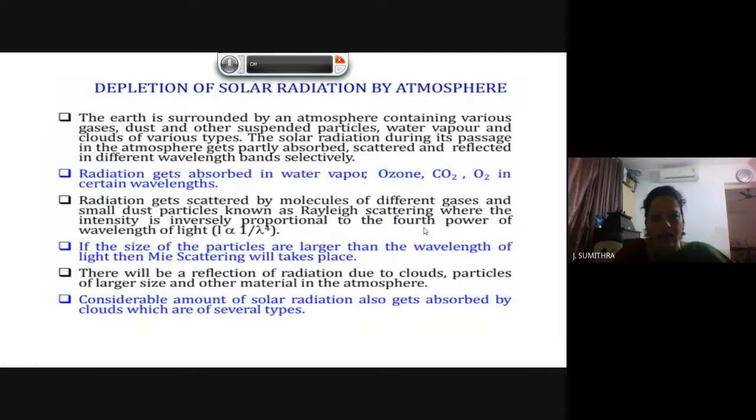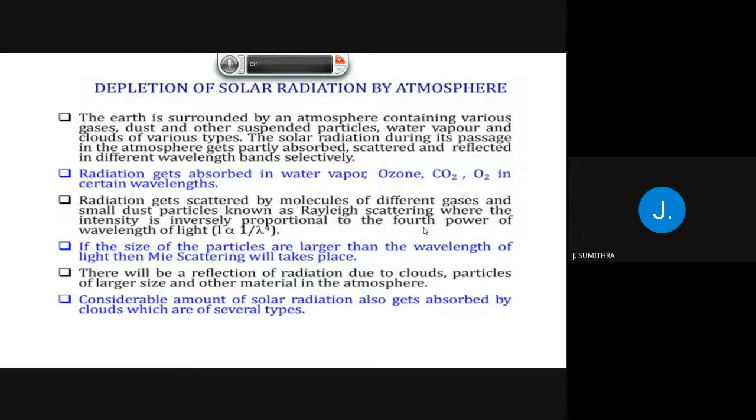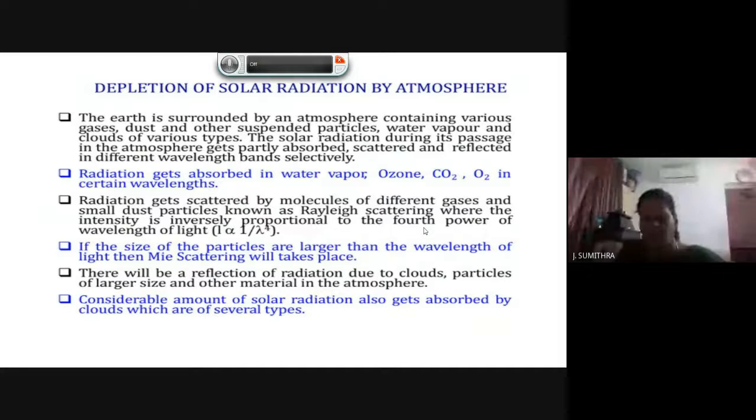And then, as I already told you, some part of the radiant energy is going to be absorbed by the atmosphere, which is present in terms of particles, water vapor, ozone, carbon dioxide, and oxygen, in certain wavelengths. And if the size of the particles is larger, then scattering of the light will take place.